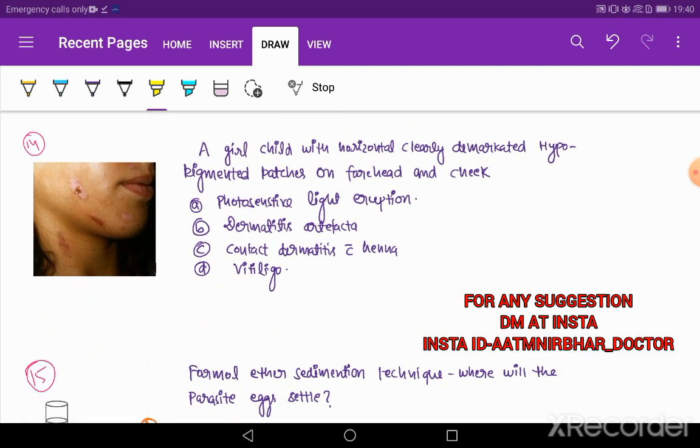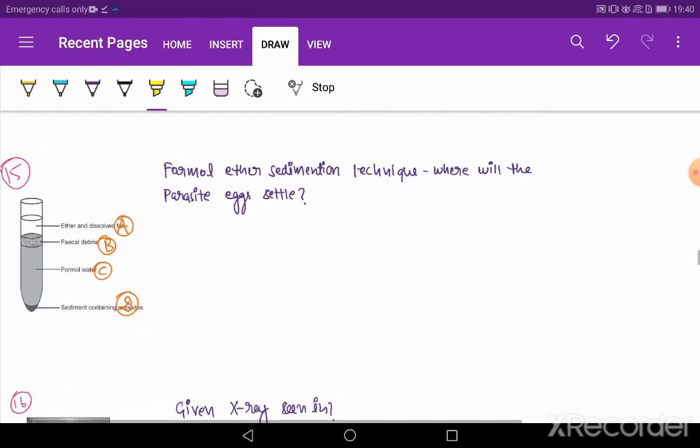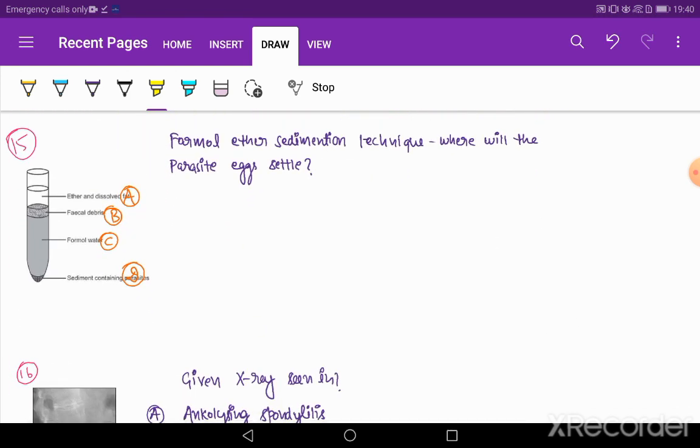Next question, a girl child with a horizontal clearly demarcated hypopigmented patch on the forehead and cheek. What should be the most appropriate answer? This is dermatitis artefacta. Next question is the formal ether sedimentation technique. Where will the parasite eggs settle? This area is the sediment containing parasites. In this area the eggs will settle.